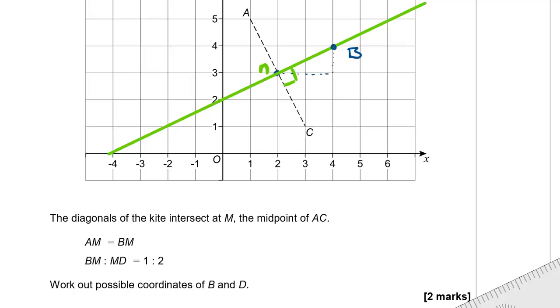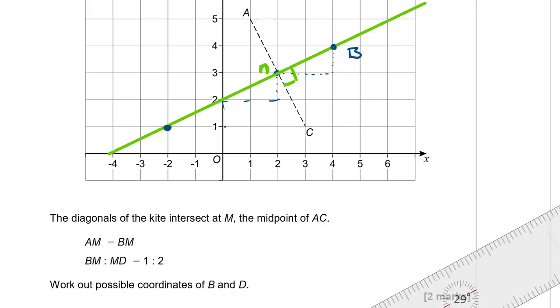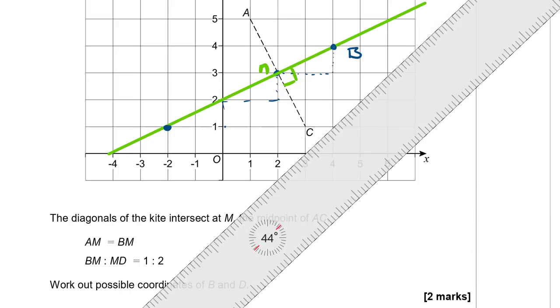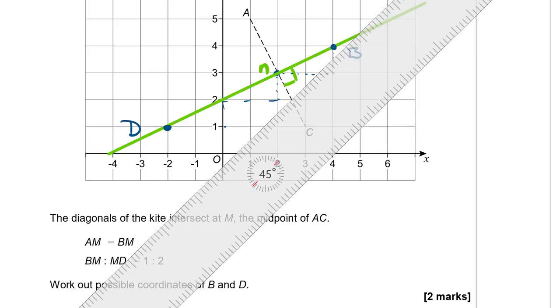So the other end of the kite is going to be twice as far away. So rather than being there, which would be equidistant, it's going to be another one along. So it's going to be two down and four along from that midpoint there. So once I've decided where the points are, that's going to be point D. I can now join them up to form my kite.